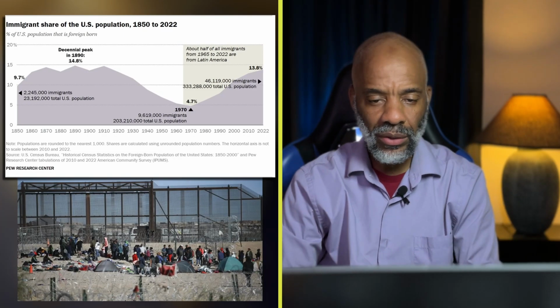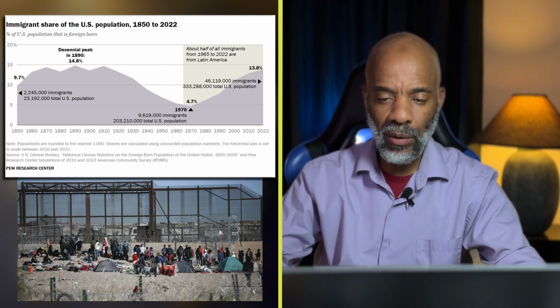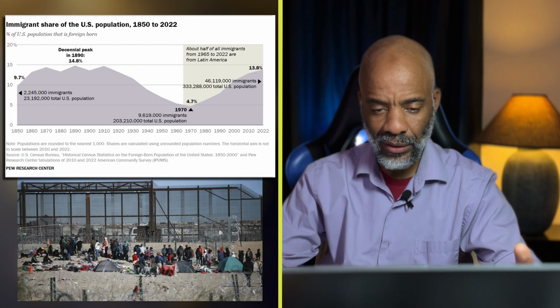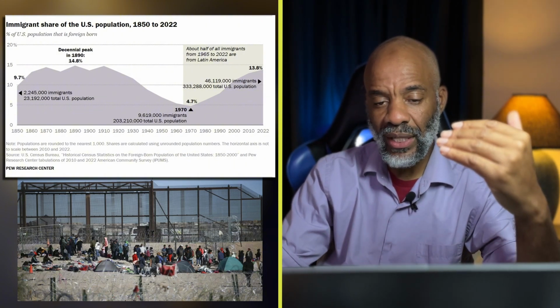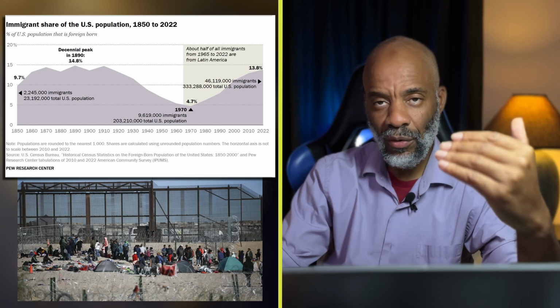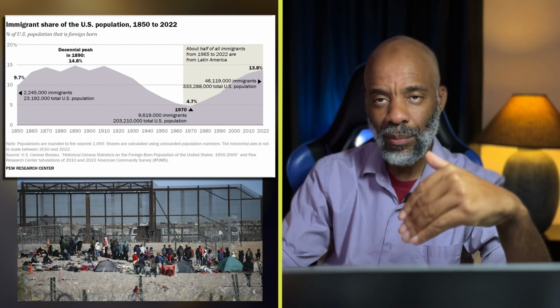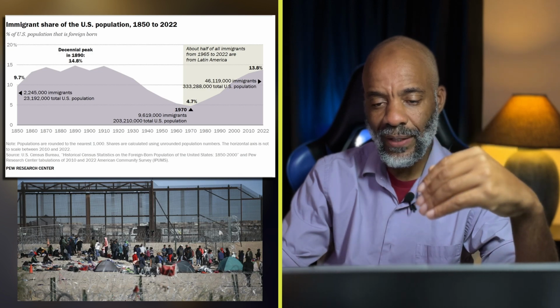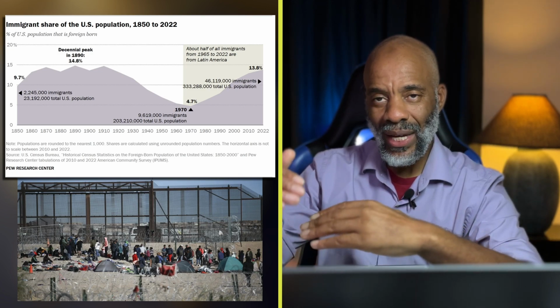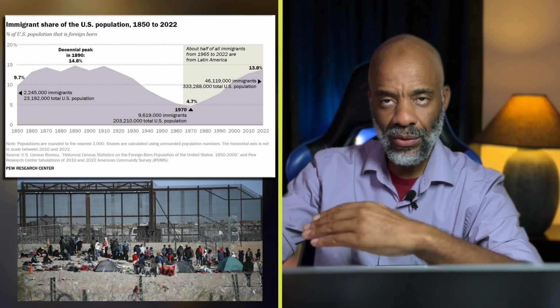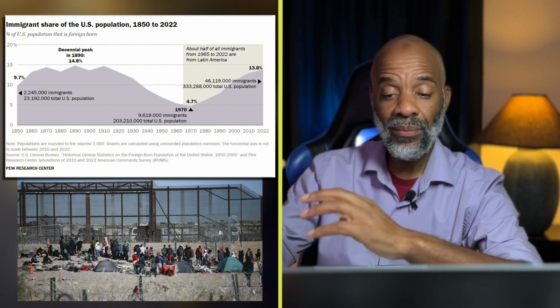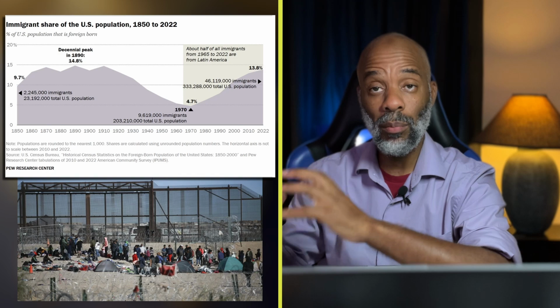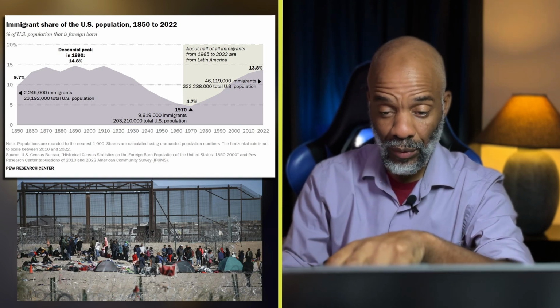Okay, so as you can see on the screen there, we have the immigrant share of the US population. This is to provide context. Since 1850 right up until 2022, it shows you the relationship between the US population that is foreign born versus the entire population. So you can see that in 2022, we have 46 million immigrants out of a population of 333 million, which means 13.8% of the US population is foreign born.